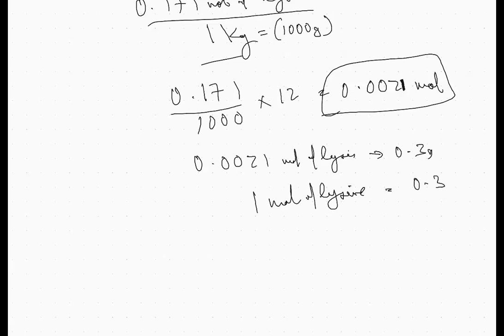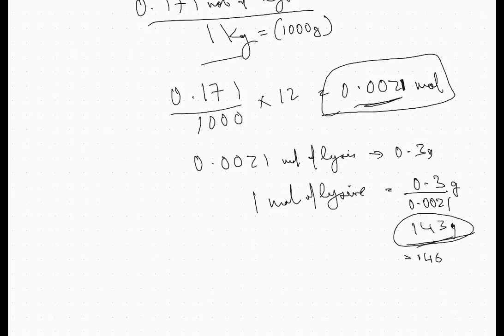So 1 mole would be 0.3 divided by 0.0021. I get closest as 143 grams, because I round it up or down. 143 grams. And the answer here is 146. So if you had gone through each one carefully, but 143, okay? So that's how you get the answer.